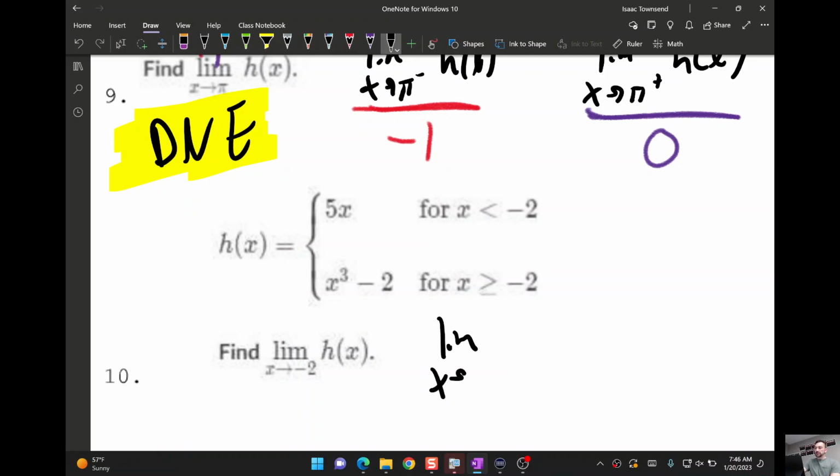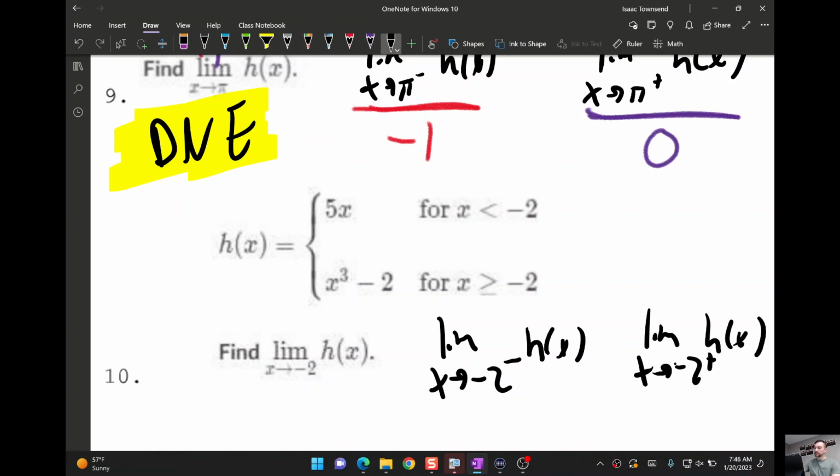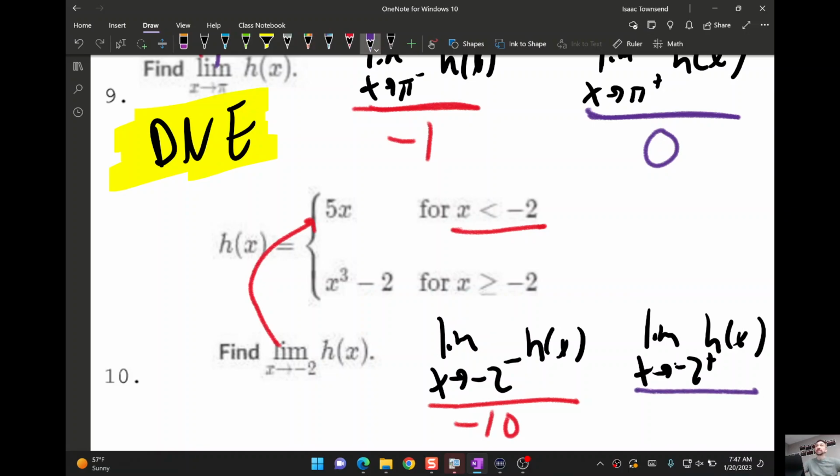Okay, so the limit as x approaches -2. So I need to figure out what's the limit as x approaches -2 from the left and the right. The left would be when x is smaller than -2, so that would be the top part. Plug that in, get an answer. -2 from the right would be when x is slightly bigger than -2, which is what the bottom restriction is saying. So you should plug that into the bottom part of the piecewise function. But you get -10 again.